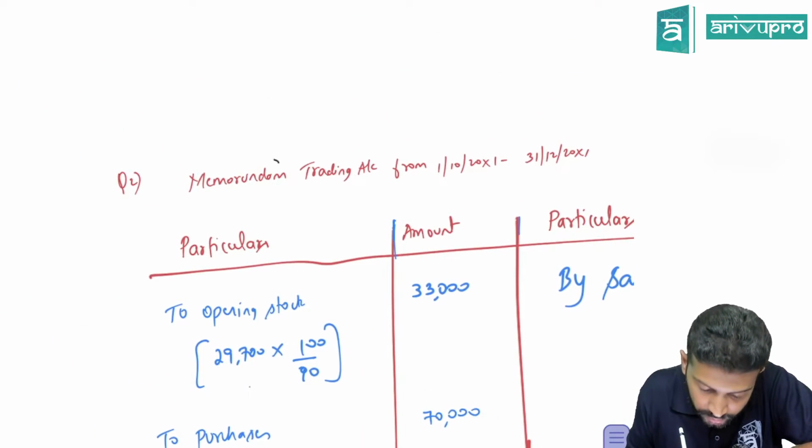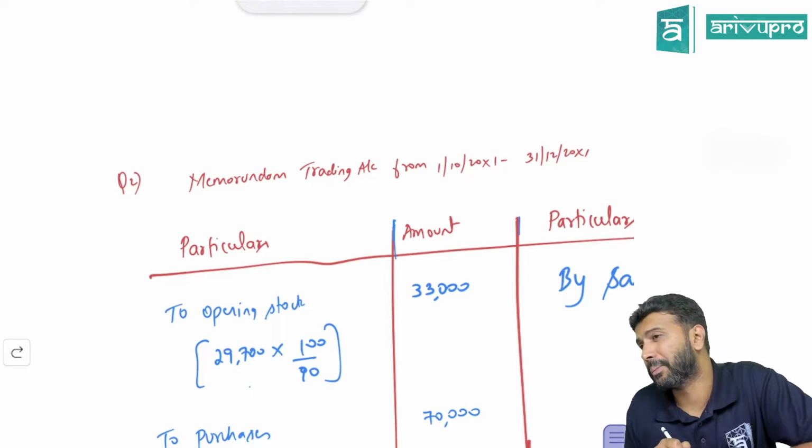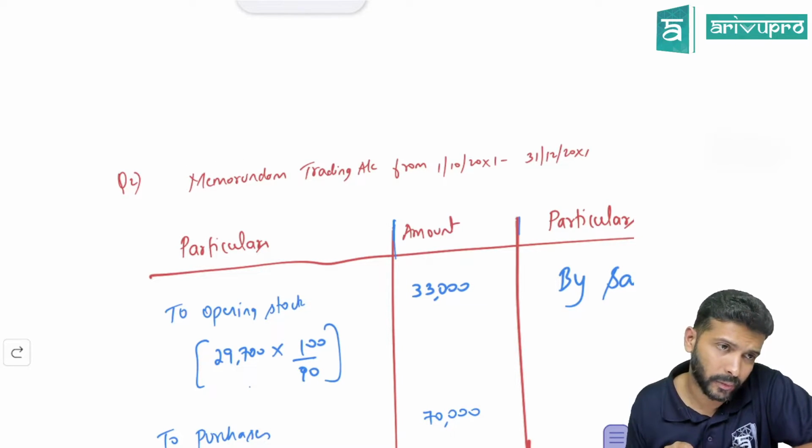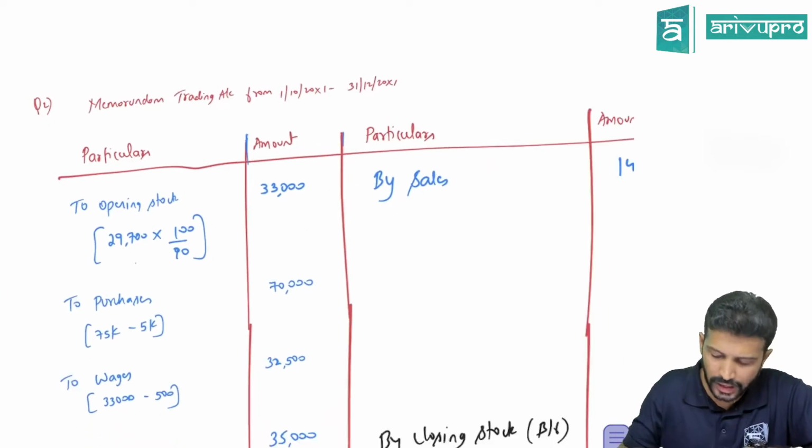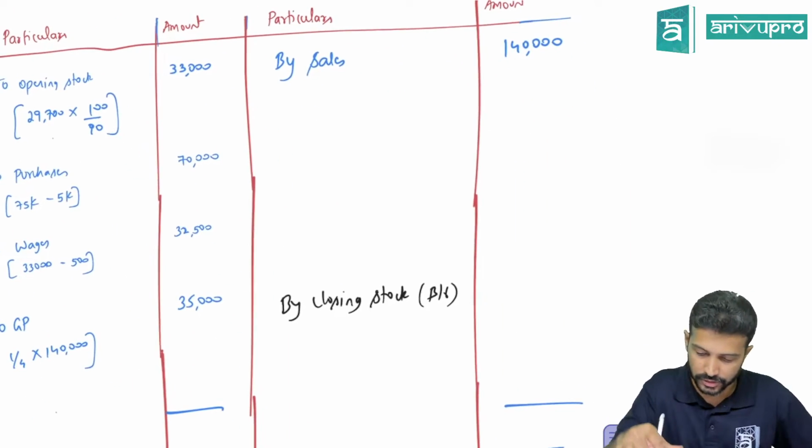Look at the heading. What is this? Memorandum. Memorandum means it's a working. To find this, only we are putting up this particular trading account. So you can get this as a balancing figure. That is fine. How much is the total?